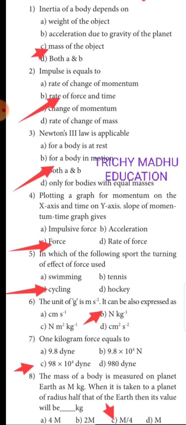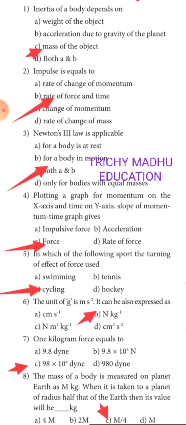Number 8. The mass of the body is measured on planet Earth as m kg. When it is taken to a planet of radius half that of the Earth, then its value will be m by 4 kg. Answer C, m by 4.